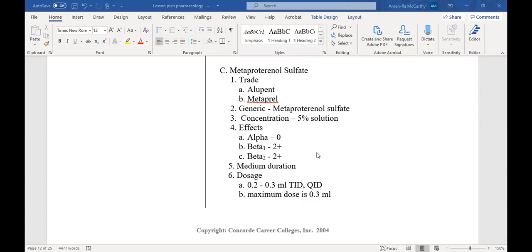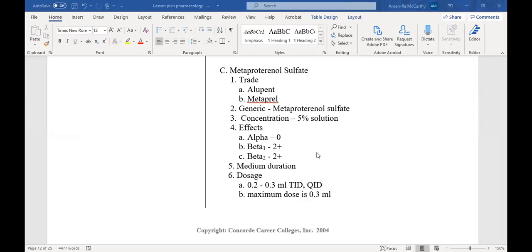So, I mean, if I don't have nothing else, I guess I use that, but I'm not going to pick that one up if I have a choice, because it has mediocre bronchodilation and it has moderate heart issues, right? +2, I'm gonna have a headache and probably my heart gonna be racing and all of that. So nah, I really don't want to do that one. It's medium duration, 0.2 to 0.3 milliliters TID or QID.